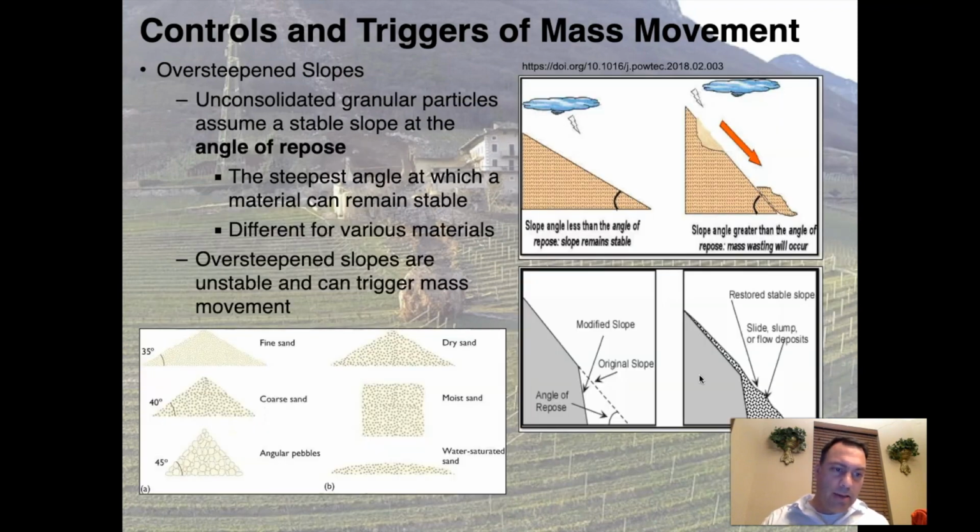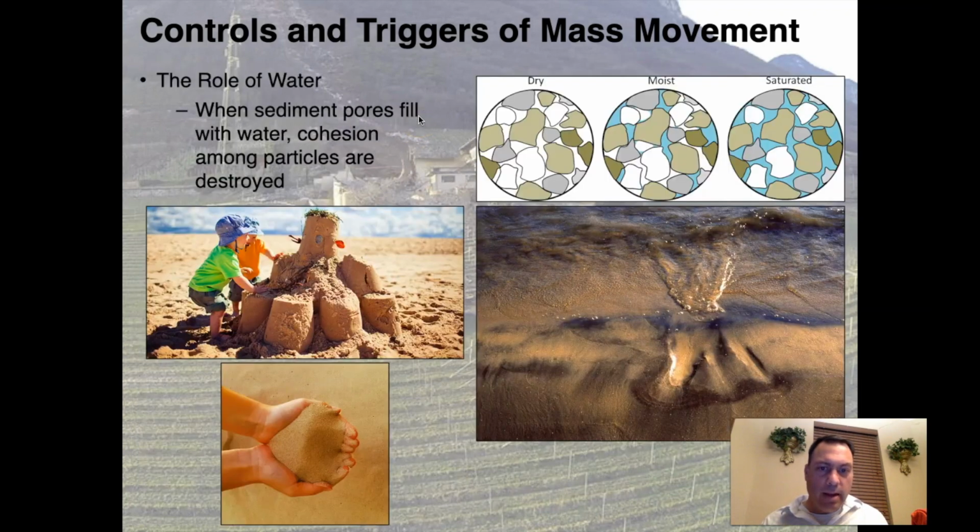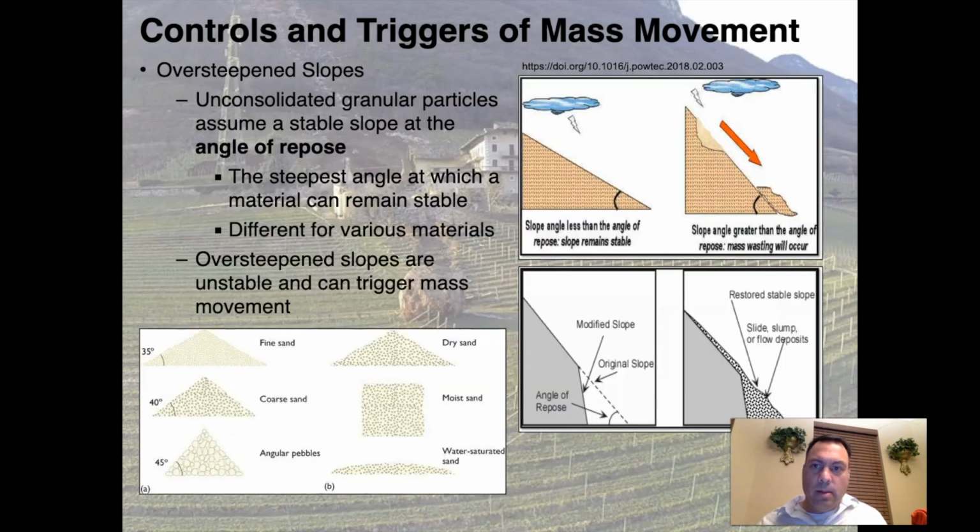All right, so let's get into the reasons why oversteepened slopes are a problem. And in order to understand that, we need to understand something called the angle of repose. So unconsolidated granular particles, like that pile of sand I was showing you earlier in the hands of that person right here. Okay, that would be an example of granular particles assuming an angle of repose. So the angle of repose is the steepest angle at which material can remain stable. And it's different for various materials.